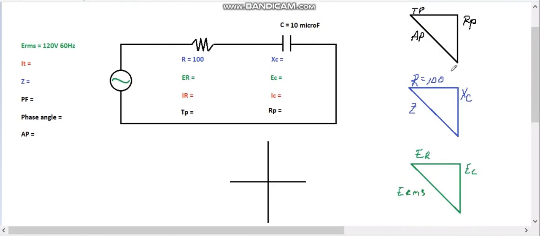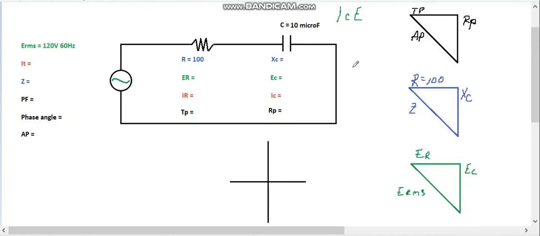I've drawn them like this so you can get an idea that we know that, in a capacitive circuit, voltage is lagging and current is ahead. We know that because of ELI the ICE man, right? In a capacitive circuit, the current is ahead of the voltage. Okay, so where do we start here?